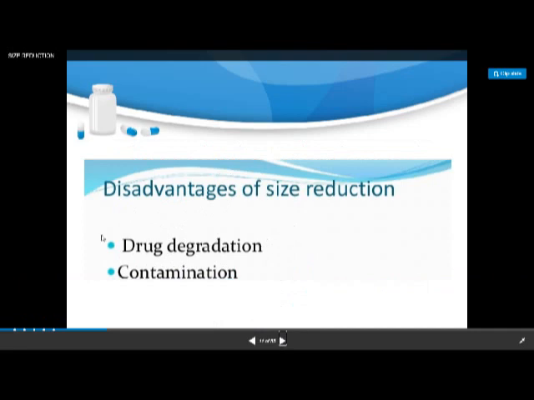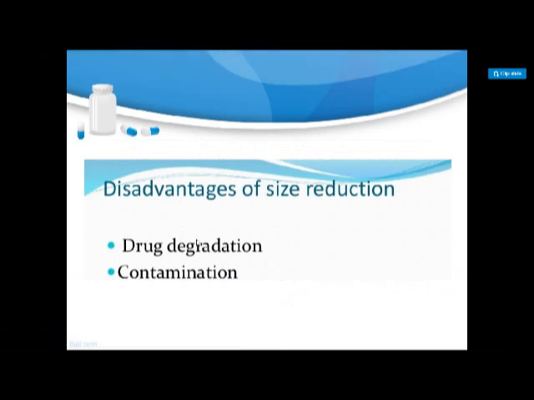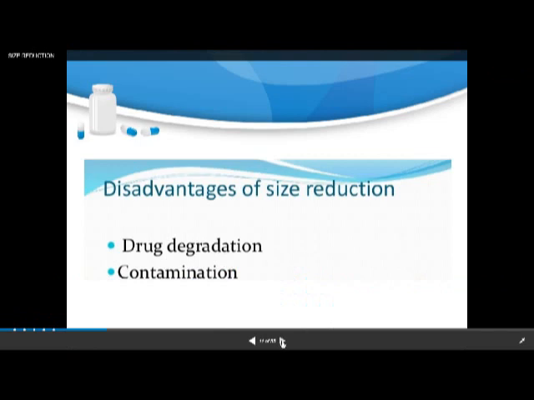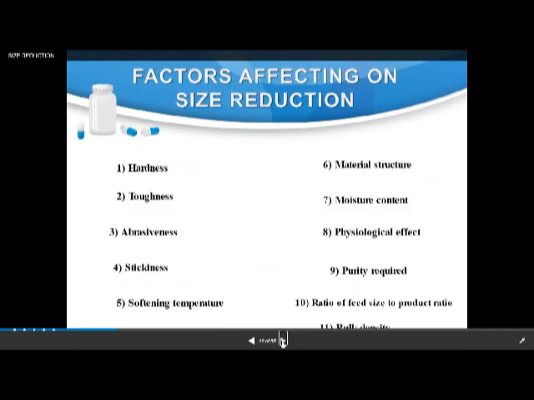The only disadvantages are that there may be a chance of drug degradation as we reduce the size, or there may be a chance of contamination. If you reduce the size by using metal mills, there may be metallic contamination of that drug. That drug may get contaminated by the metals of the mills. So these are the disadvantages.